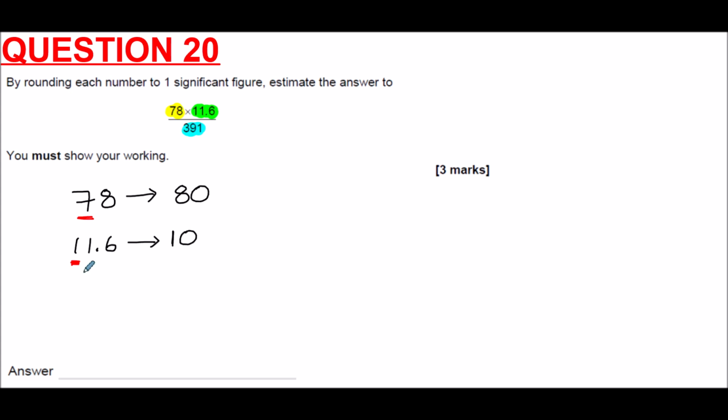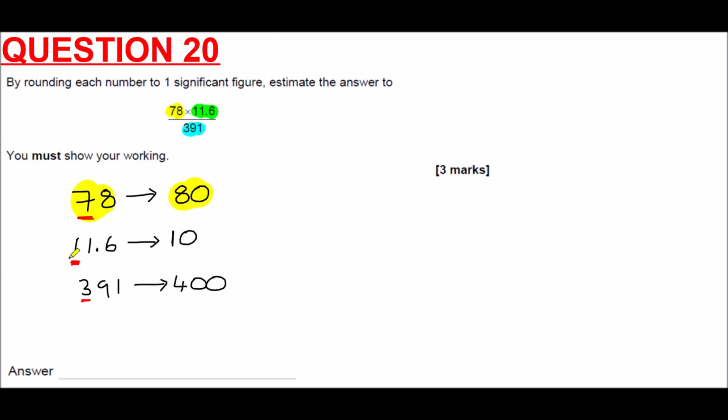And the last number we need to round is the denominator, 391. So again, the first significant figure is the 3, and next to the 3 is a 9. So that 3 is going to round up to 4, and the other digits after it will change to a 0. So 391 to one significant figure is going to be 400. And so this is how the numbers have changed.